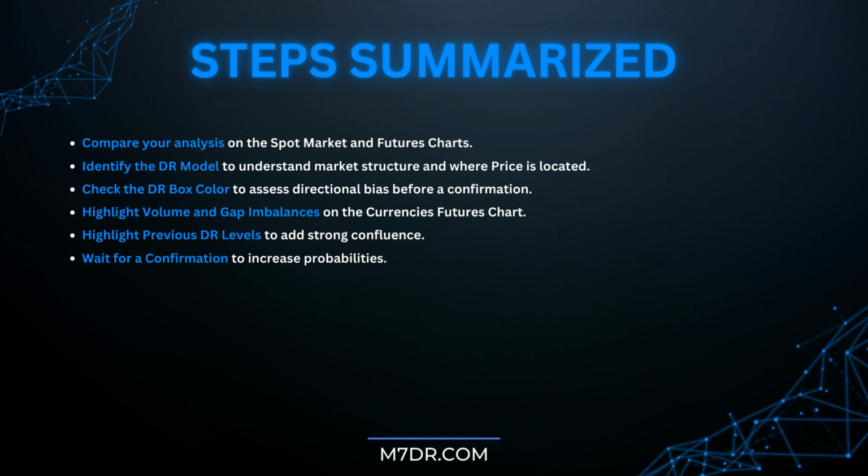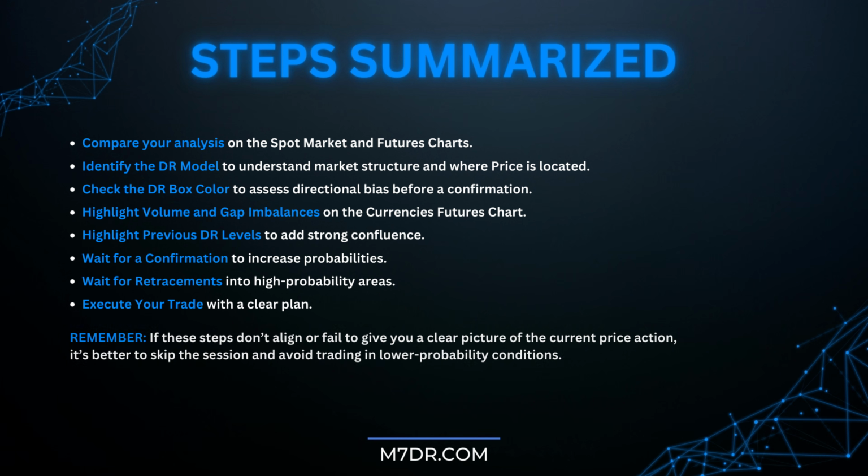Wait for a confirmation to increase probabilities. Look for retracements into high probability areas with clear rejections. And lastly, execute your trade with a clear plan. These steps are straightforward yet powerful when applied with discipline. If the steps don't align or fail to provide a clear picture, skip the session. Always prioritize high probability conditions.